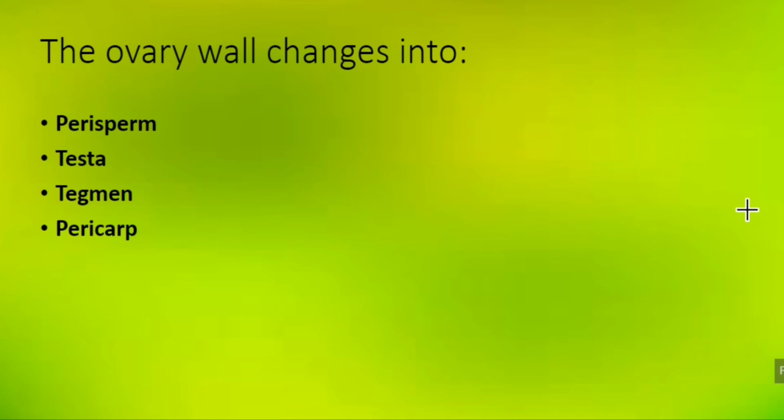The ovary wall changes into. We know these are post-fertilization changes. We know the ovary is becoming the fruit. So what will happen to the ovary wall? It will become the fruit wall. So what is the name of the fruit wall? Pericarp. So what is perisperm here? Perisperm is a persistent nucellus present in beet. Then testa and tegmen are the seed coats, whereas pericarp is the fruit wall. So here the answer is pericarp.